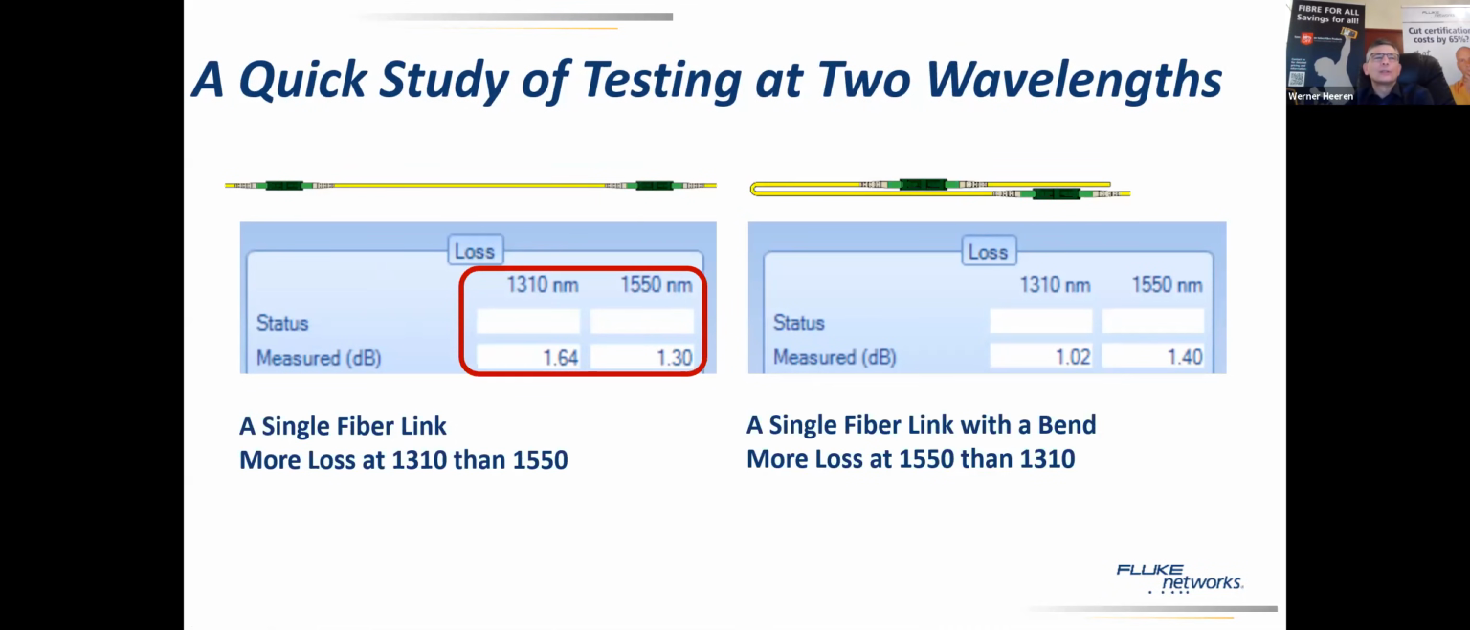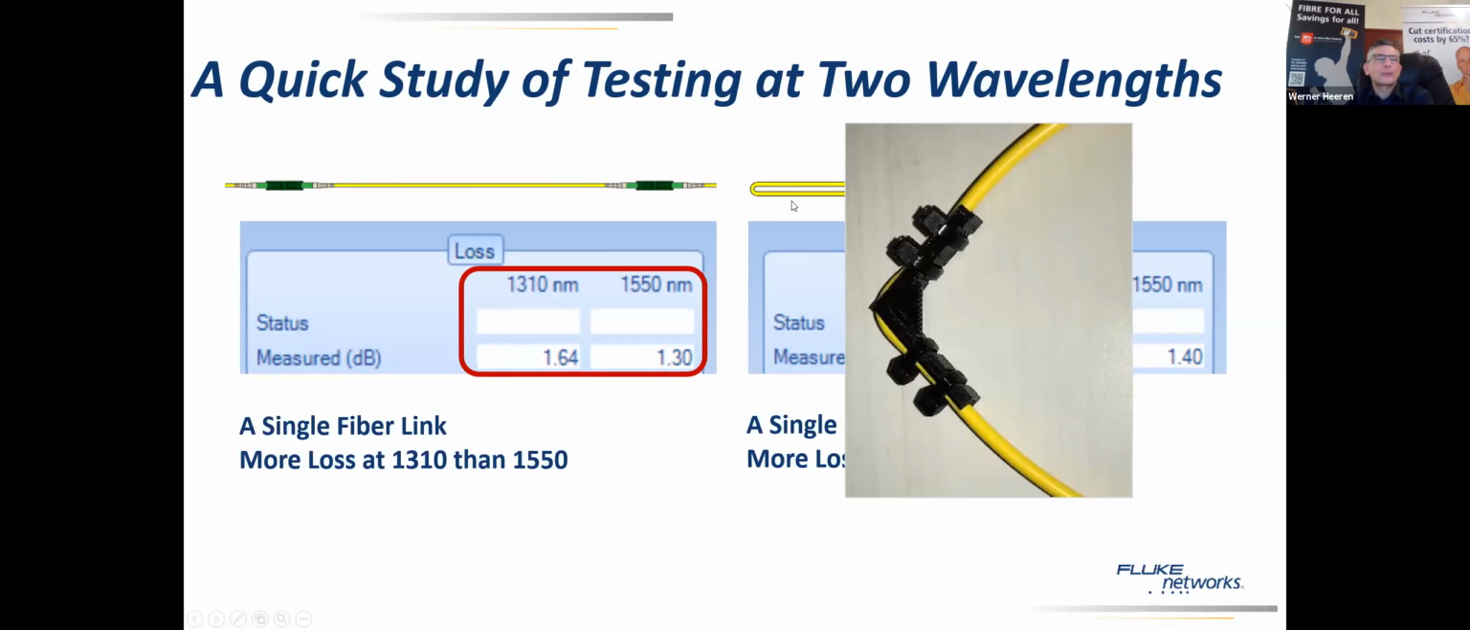But you have another one here where there is a bend in the fiber. And here you see now that you can detect or measure that if the 1550 wavelength is showing you a higher loss than the 1310. So this is a way to detect that there is a bend in the fiber. And this is, of course, bad.